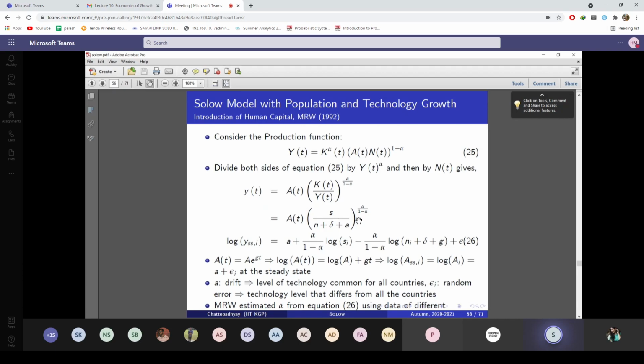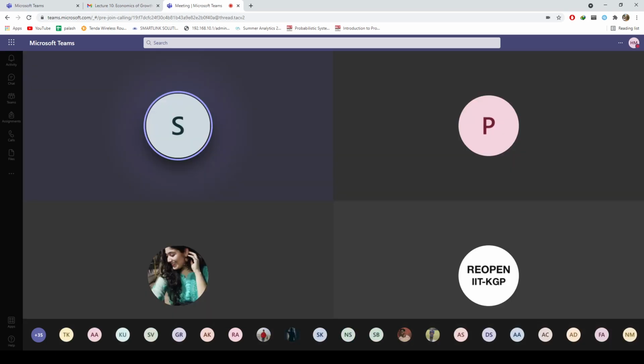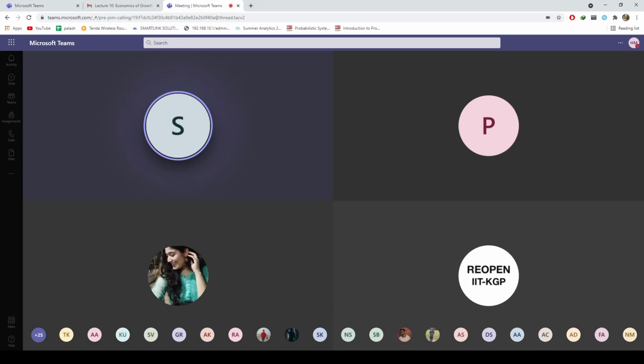The only thing you have to utilize is the result that capital K divided by capital Y along the balanced growth path is constant. Okay, so let me see whether you guys have really understood it. Let me give you one particular example.